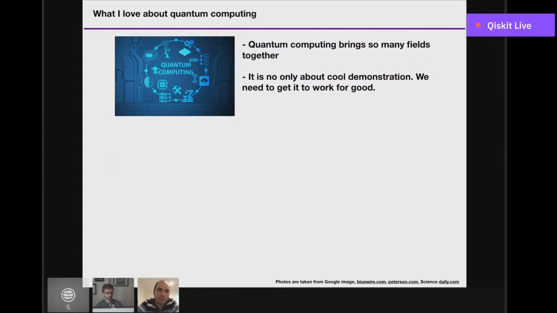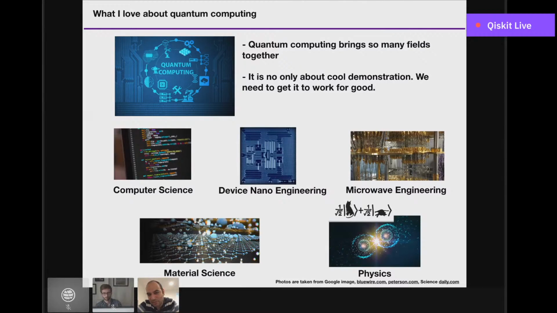So I love quantum computing research because of two main reasons. One is that it brings a lot of things together. If you think about it, material science is an integral part, at least in the solid state solutions. You need to know a lot of physics, interesting quantum mechanics. You need to do microwave engineering. You have to do perfect nano device engineering. You have to do really good algorithms, and then you do the programming, right? And all these fields have to be at their best.